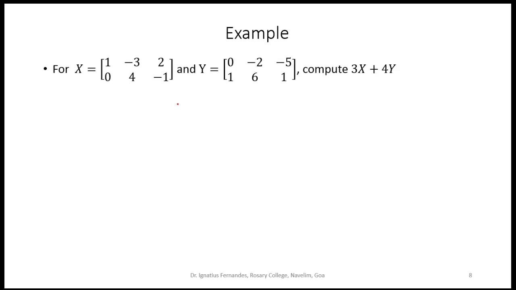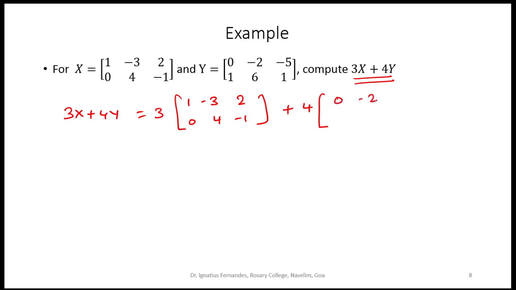So suppose you have these two matrices, X is equal to 1 minus 3 2, 0 4 minus 1, and Y is equal to 0 minus 2 minus 5, 1 6 1. You want to find out 3X plus 4Y. So 3X plus 4Y is 3 into X, which is 1 minus 3 2, 0 4 minus 1, plus 4 multiplied to Y, 0 minus 2 minus 5, 1 6 1. So what will you do? You will multiply first 3 to this matrix and 4 to this matrix.